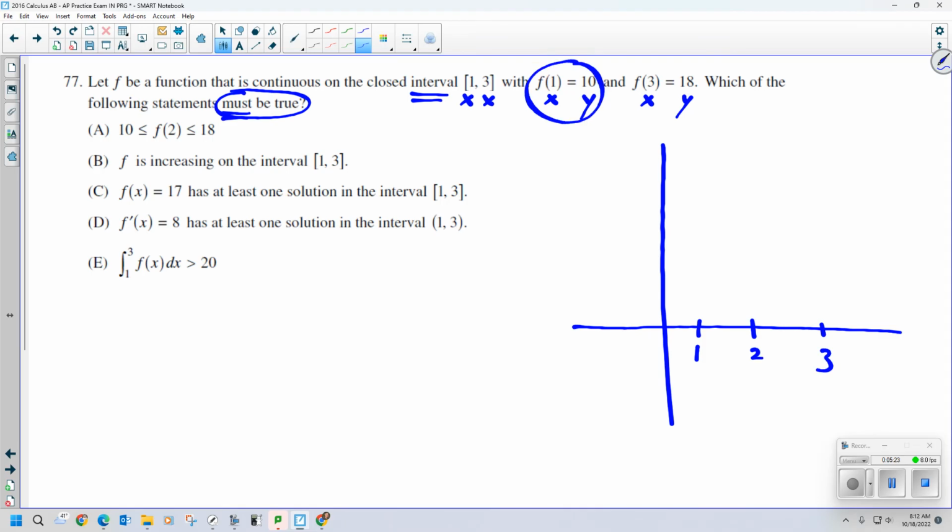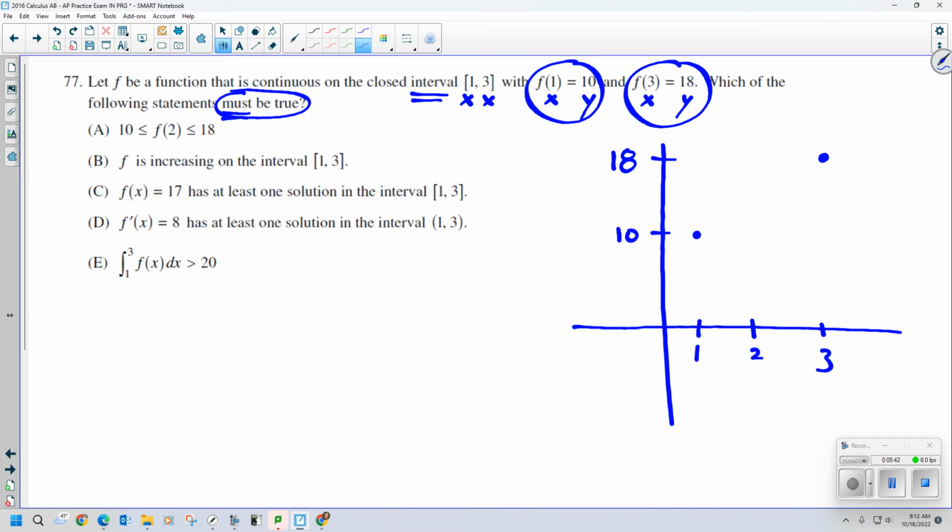When x is 1, my y is 10. I'll put 10 right here. (1, 10). There's that point. Beautiful. When x is 3, y is 18. Let's go right here. (3, 18). There's my point (3, 18). All right.